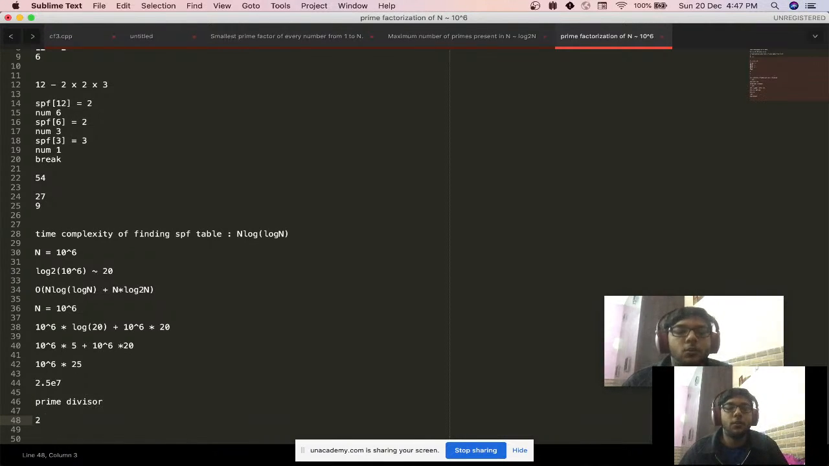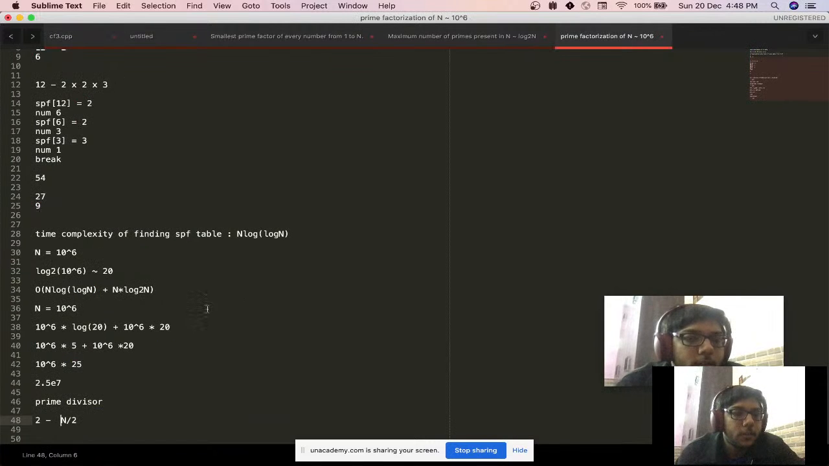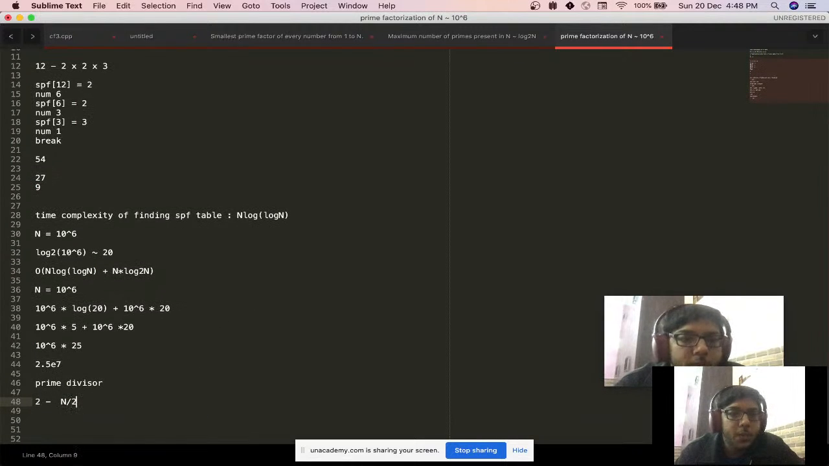In whose list does 2 go? In case of 4, yes, we have a 2 there. In case of 6, we have a 2 there. In case of 8, yes, we have a 2 there. In case of 7, we don't have a 2 there. So 2 goes in around n by 2 elements. So 2 is pushed into around n by 2 primes lists, like in case of 2, 4, 6, 8, 12. Inside those lists, we find a 2 present. So 2 is present in around n by 2.